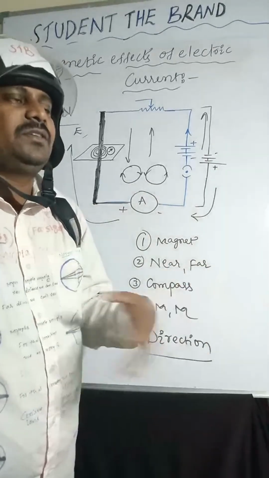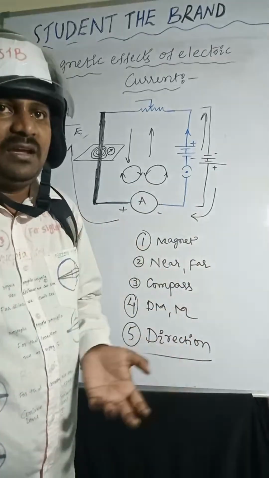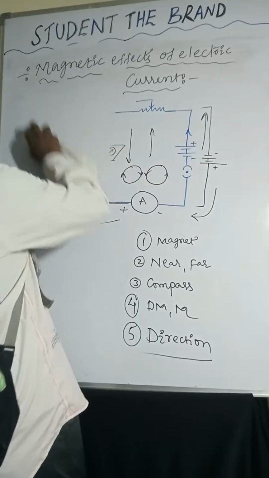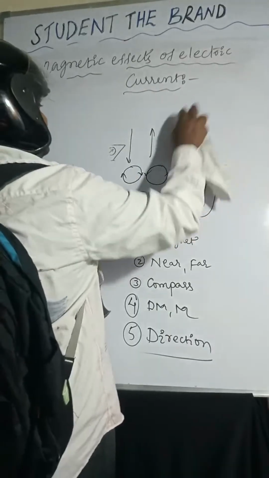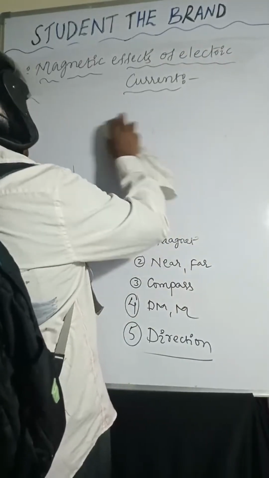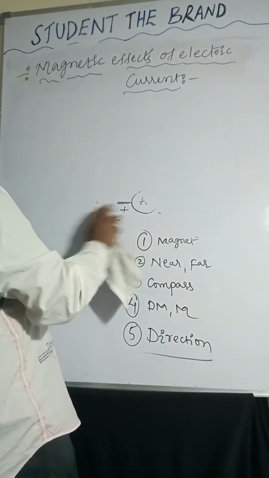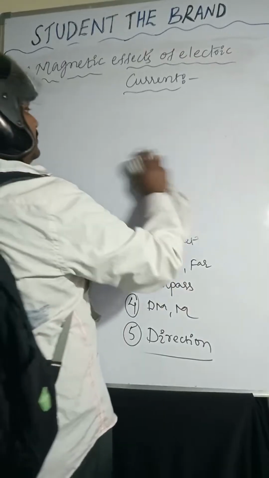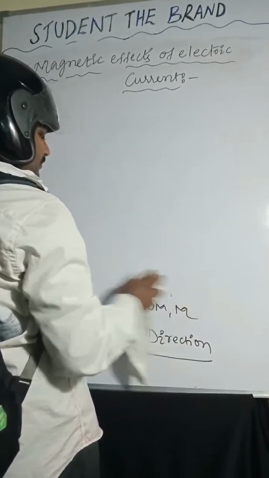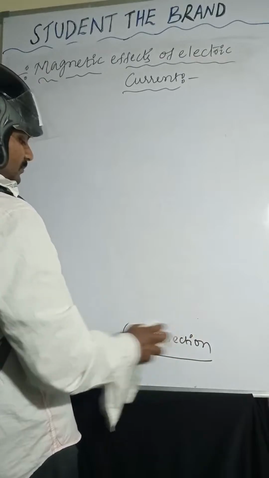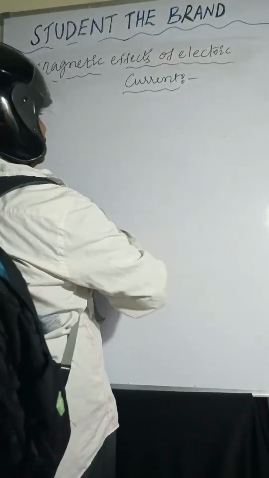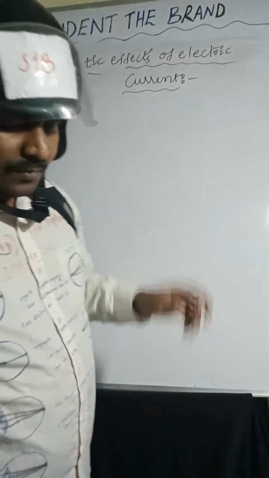So what is a magnetic field? What are the magnetic field lines? How will they behave? We will discuss all those points now.